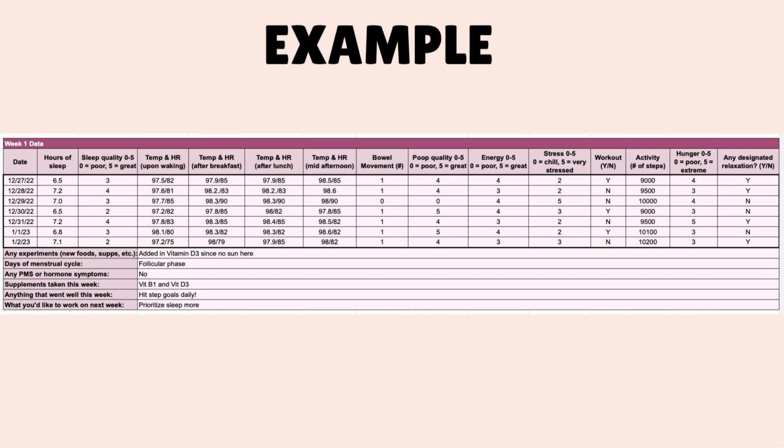Next up, you can track your energy, how you felt that day on a scale from 0 to 5, and your level of stress on a scale from 0 to 5. Next column, whether or not you worked out. And the next column is your number of steps for that day. I think that this is a super important metric to monitor, and you can use some sort of fitness tracker, or you can use the health app on your phone, which estimates number of steps.